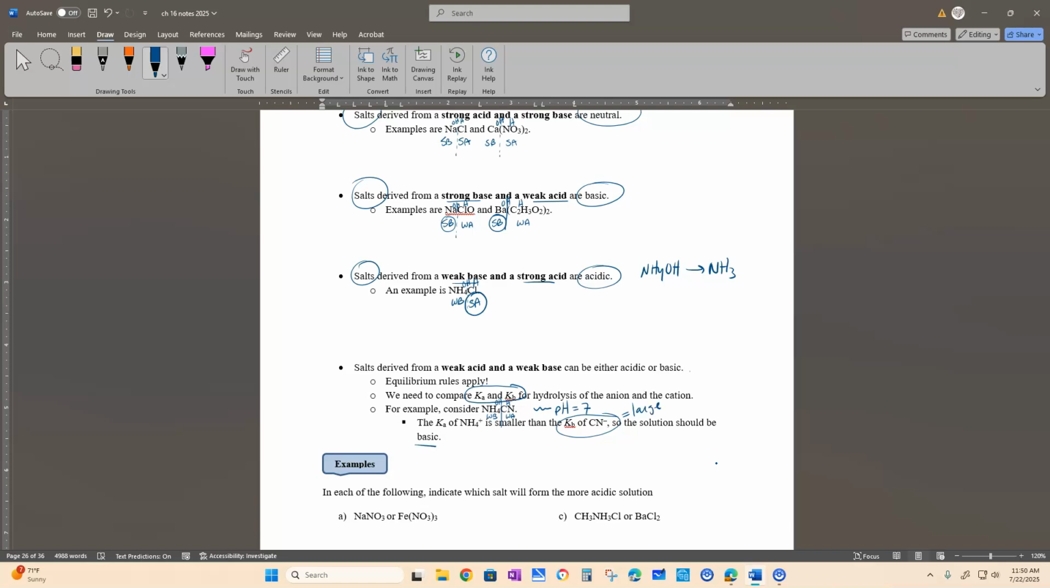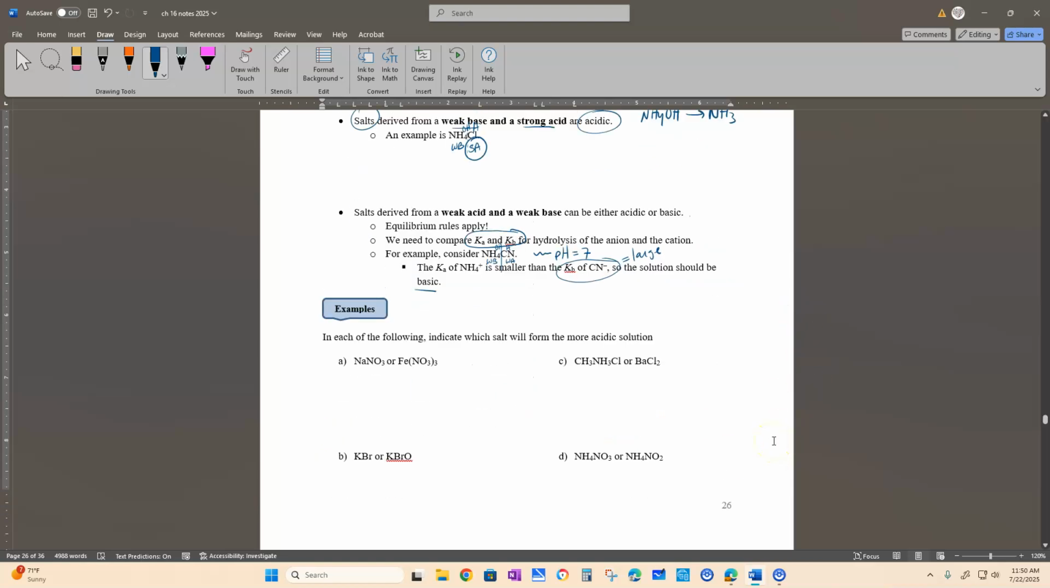So if they both come up weak, you've got to look at the chart to see which one's the larger value. Okay? And that CN is going to be larger, which means that salt's going to be basic. Okay? Here are a couple examples. I'll do the first one with you. You guys get the other ones.